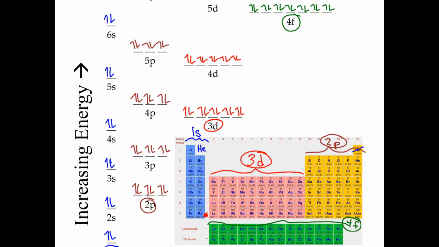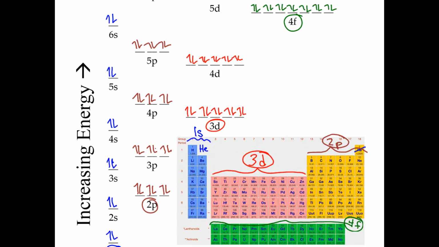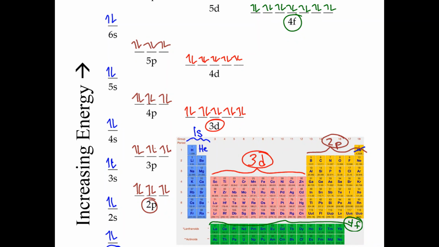And then 7s, and then from 7s you go all the way to the bottom down here for that bottom f right here, which is 5f. And then last couple, we have a 6d, which you may or may not have on your periodic table, and then you would have a 7p as well.